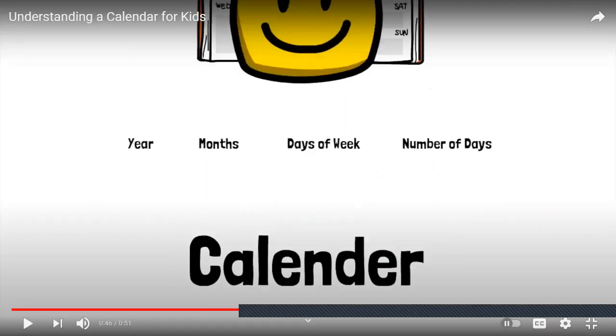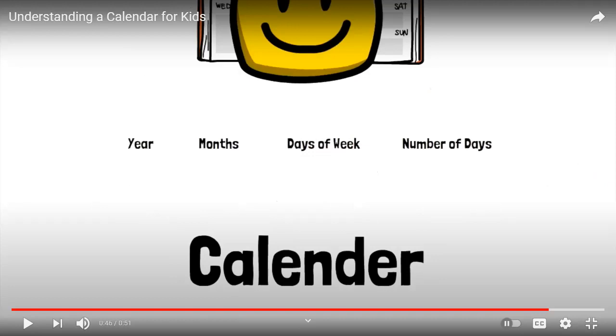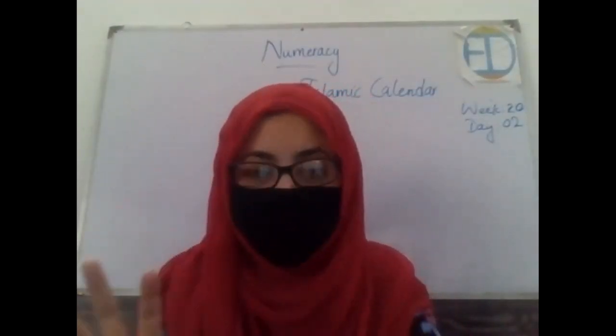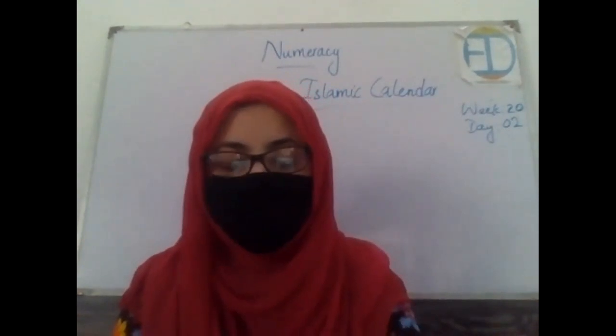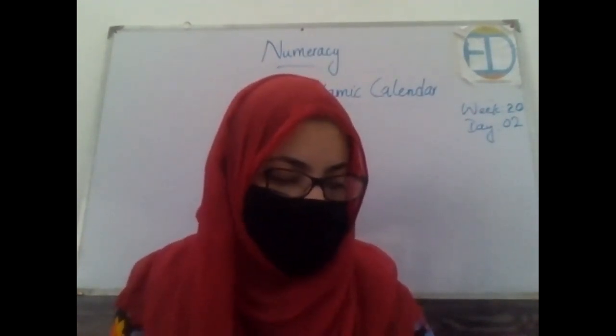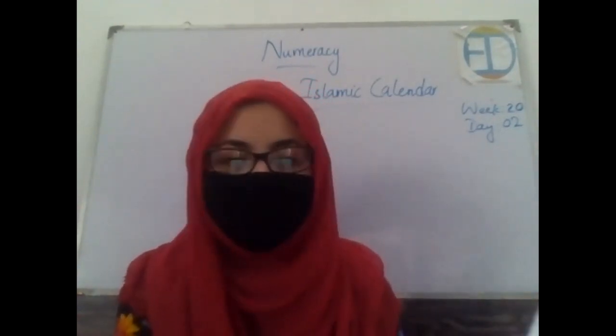Okay, so see, they have summed up all the information that a calendar shows us. It tells us which year it is, which month is going on, which day it is of the week, and how many days there are in total, right? So all of this information is available to us through the calendar. Now I want all of you to please open your book, page number 99.